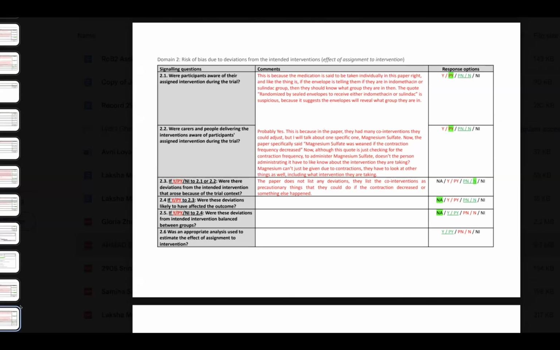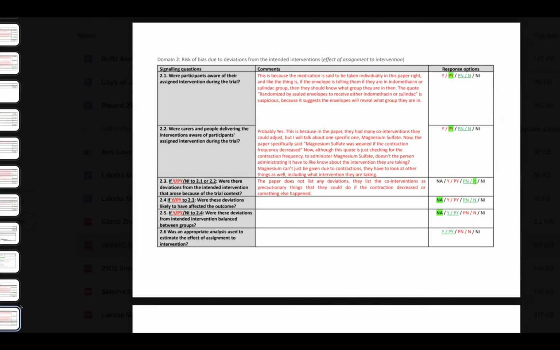All right, well, let's continue and see his reasoning. He clearly has critical thinking skills, so that's good. Let's continue. For signaling question 2.2, he put probably yes. I can read his reasoning. This is because in the paper they had many co-interventions they could adjust, but I will talk about one specific one, magnesium sulfate. Now, the paper specifically said magnesium sulfate was weaned if the contraction frequency decreased.